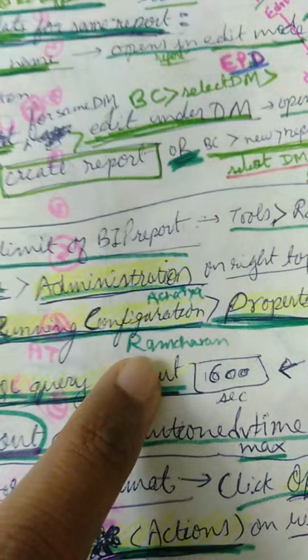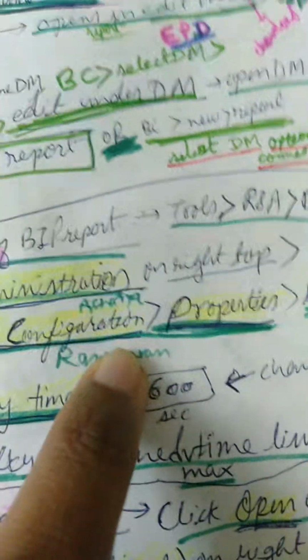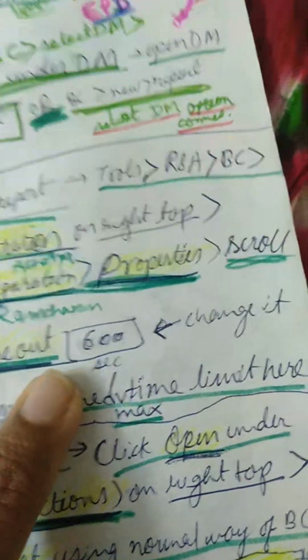Now how to remember this: administration, Acharya movie, and it has Ram Charan and Chiranjeevi, so running configuration. Then it also needs a producer and director, so properties and data model section. Now SQL query timeout here. If this timeout limit is passed, then the report should error out.